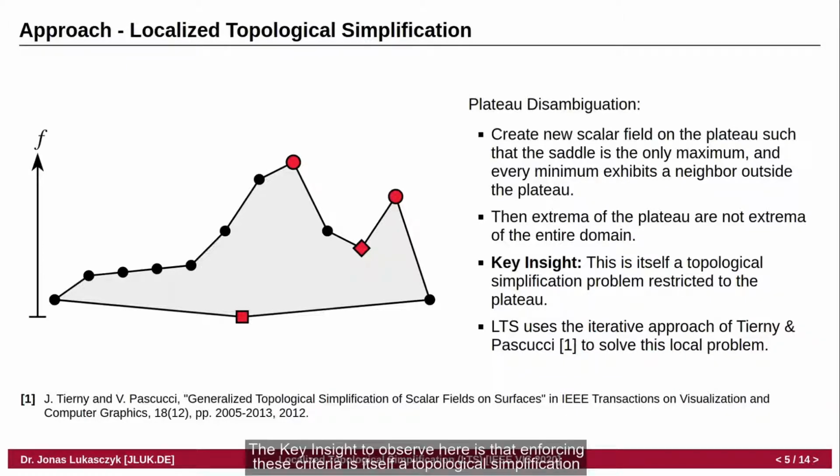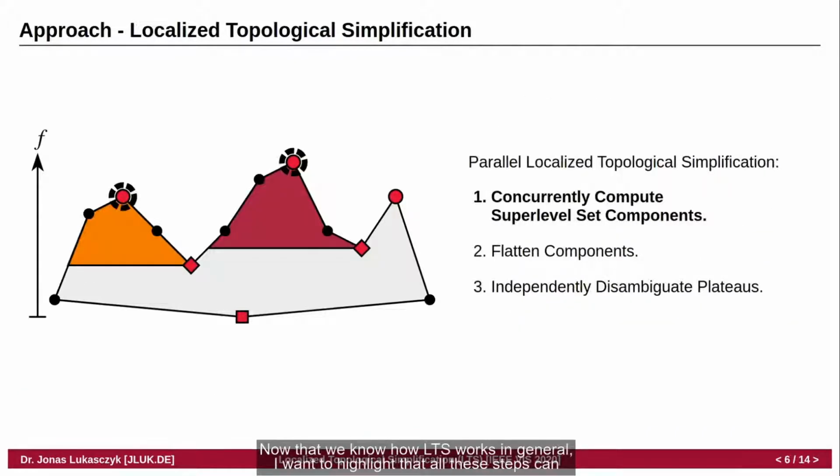The key insight to observe here is that enforcing these criteria is itself a topological simplification problem restricted to the plateau. Solving this local problem in arbitrary dimensions is very technical and you can find the details in the paper, but LTS essentially follows the iterative procedure defined by Tierny and Pascucci to solve this local simplification problem. On my webpage you can also find some additional slides that animate this procedure in detail for a more complex example.